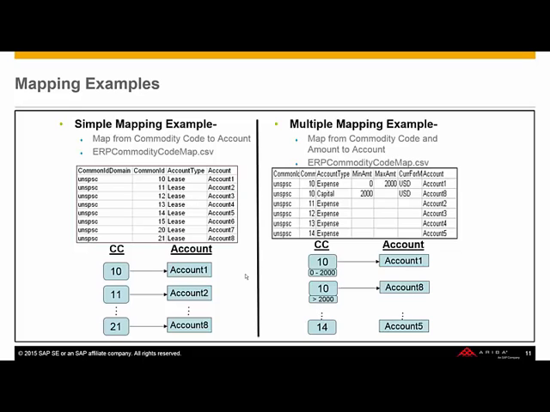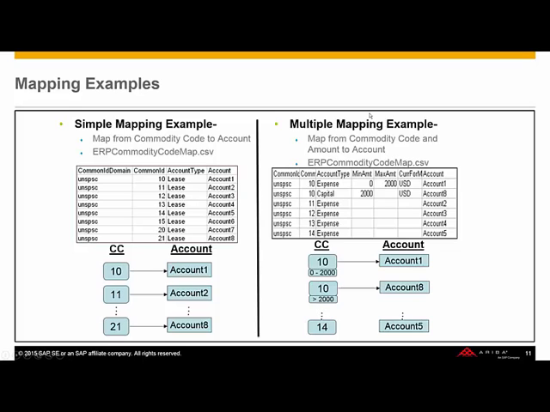Following is an example of how we set up the ERP commodity code map.csv file. It's a fairly straightforward file. Looking at the left-hand side of the screen, you can see that we're mapping from a commodity code to an account. Here, this is regardless of dollar range, this is across the board. So for example, if my commodity code is 10, that will default for me account 1 when I'm creating my requisition. If my commodity code is 13, it will default account 4, and so forth.